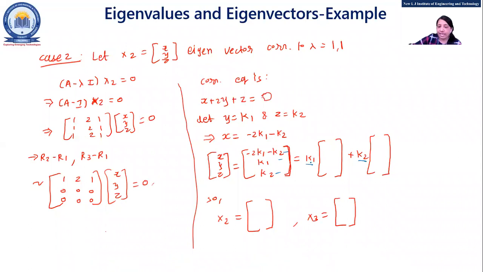So here K1. What is the coefficient of K1 for X? -2. So I'll write -2. For K1 in the second row, 1. And here there is no K1, so 0. For K2, from X, the coefficient is -1. Here there is no K2, so 0. In the last row, 1 coefficient. So my eigenvectors are (-2, 1, 0) and (-1, 0, 1).